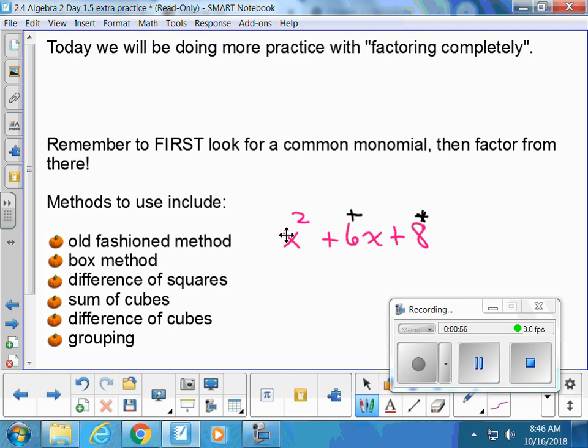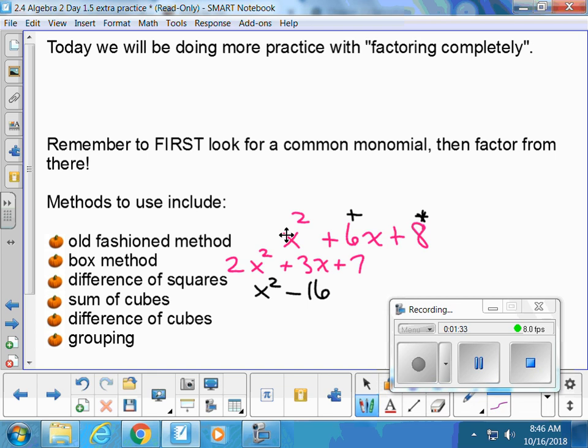The box method, that is the method you use when you have a number out front, like an A value other than 1, and you have three terms. Now, I'm just making these numbers up. That probably wouldn't actually factor, but that's when you would use the box method. Difference of squares is when you have only two terms. And your two terms are both perfect squares, such as x squared minus 16. We just kind of saw that in the warm-up. You would square root both those numbers. One of your binomials would have a plus. One of your binomials would have a minus.